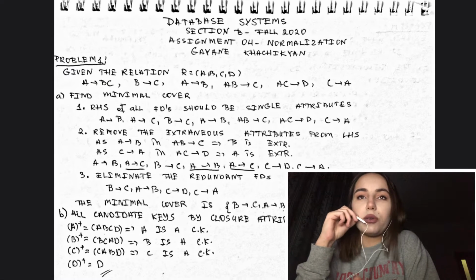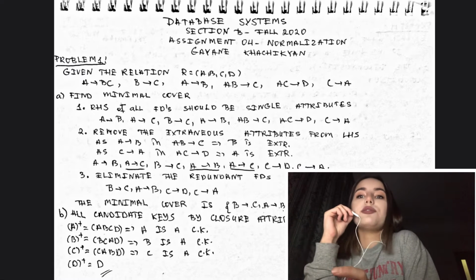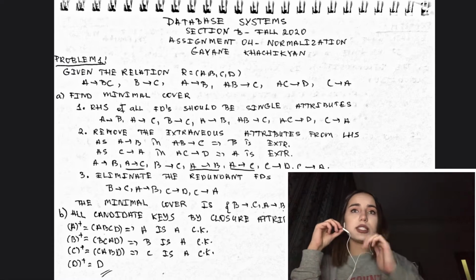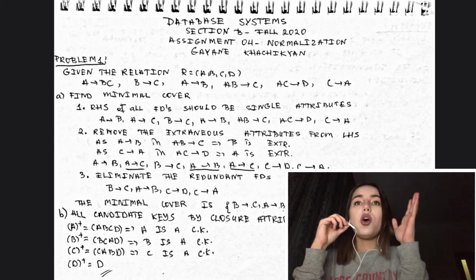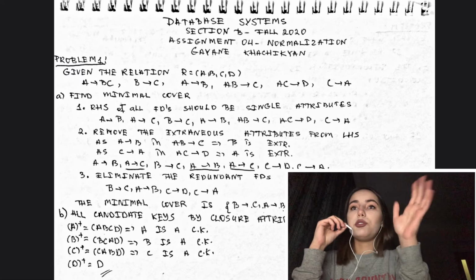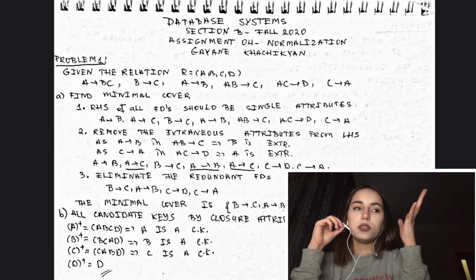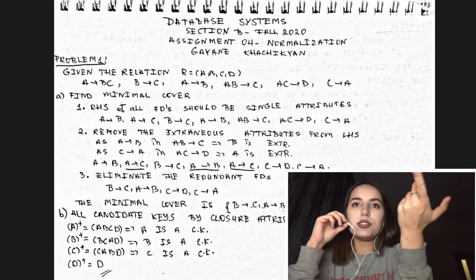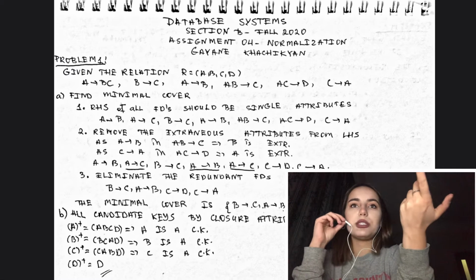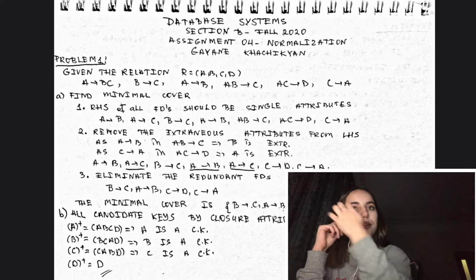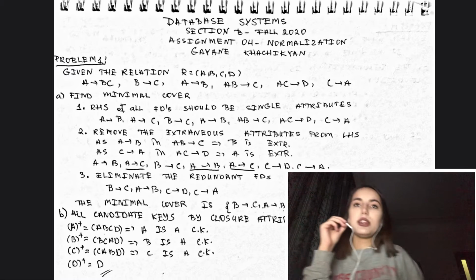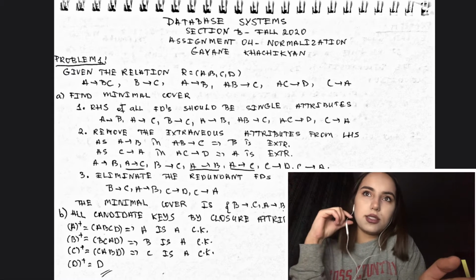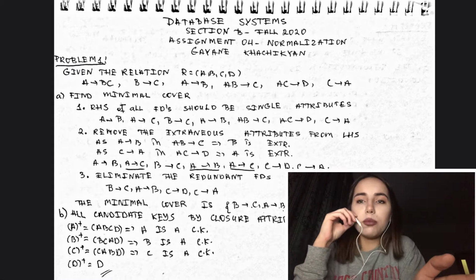As we know, in order to find the minimal cover, we have to follow 3 steps. In the first step, we have to make sure that all the right-hand side attributes are single. So for example, here we have A goes to BC. B and C can't be together when we try to find the minimal cover. We have to split them and get separate A goes to B and A goes to C. So that's the only change we make in this step.